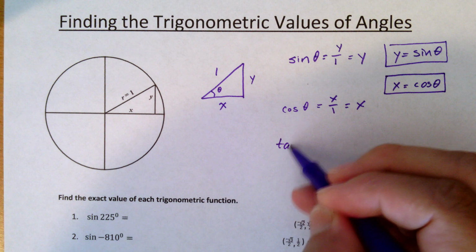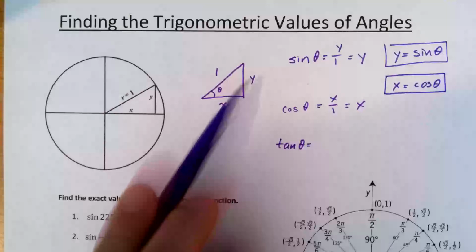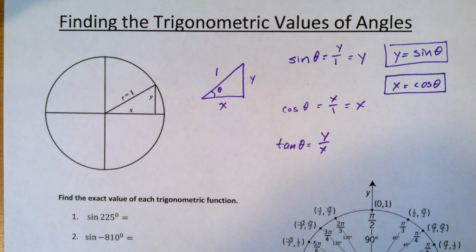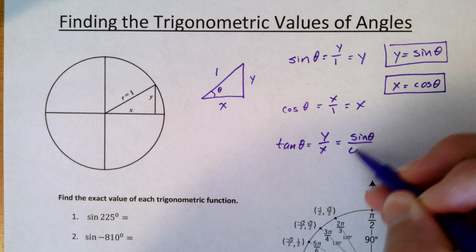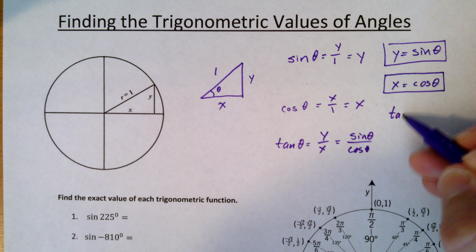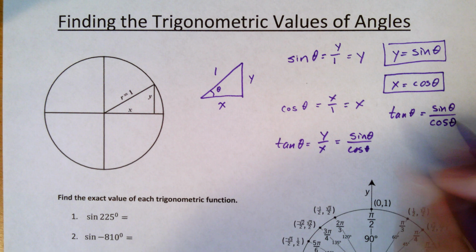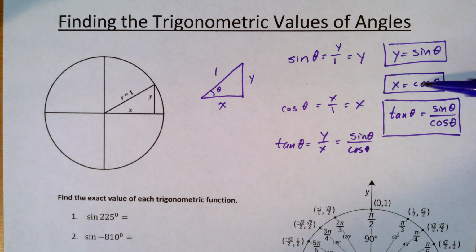And if you want to do tangent of theta, well, tangent is opposite over adjacent. So it's going to be y over x in this case. Well, if it's y over x, then it really is just sine over cosine. So we know that tangent is equal to sine over cosine. So we're going to be dealing with these three identities, we call them trigonometry identities, in the unit circle here.